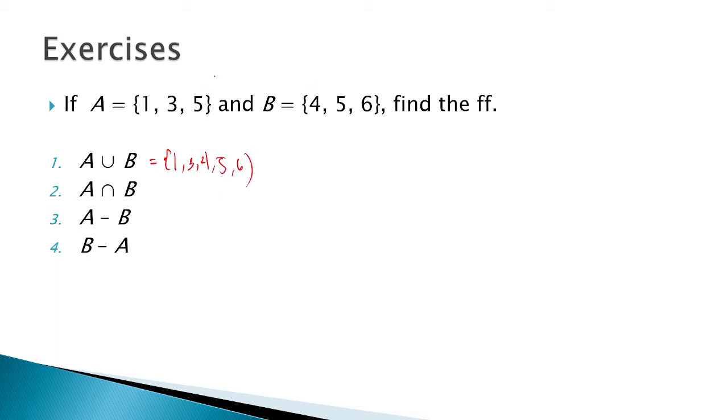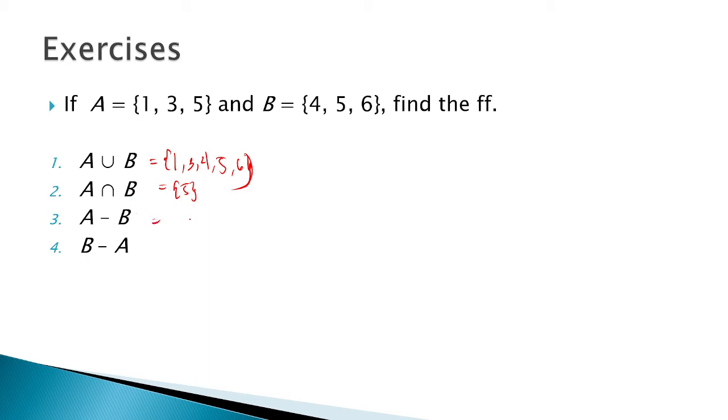So, yung 5, hindi na natin inulit kasi nga, distinct naman sila. Next, A intersection B. So, meaning, all elements of A na elements din of B. So, ano lang yung similar or parehas nasa A at parehas nasa B? So, that is 5. So, therefore, the intersection of A and B is 5.